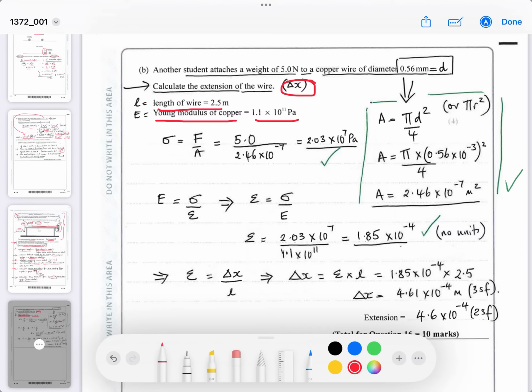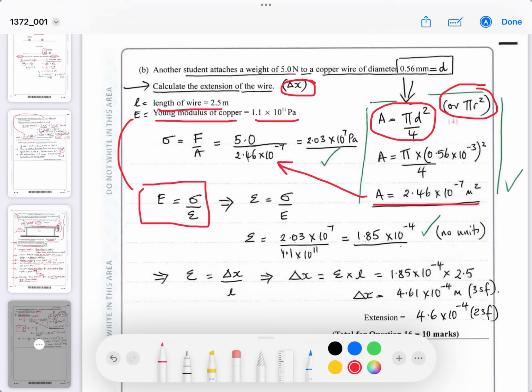So we know everything except for extension. So they want you to use D to work out the cross-sectional area, because that's pi r squared, or you could just say pi d squared over 4 if you want to do it all in one step, and you will get the area first. You'll get a mark for working out the cross-sectional area, and then you can work out the stress as being the weight, which is 5 newtons, divided by the area you've calculated, which will give you the stress for your second mark. Once you've got that, you need to show that you know Young's modulus is equal to the stress to strain ratio.